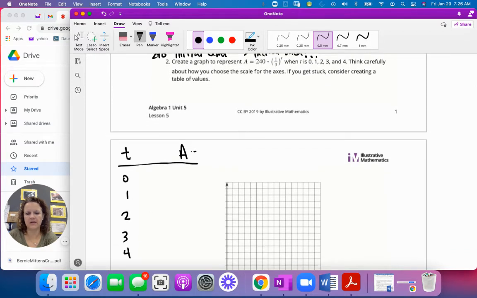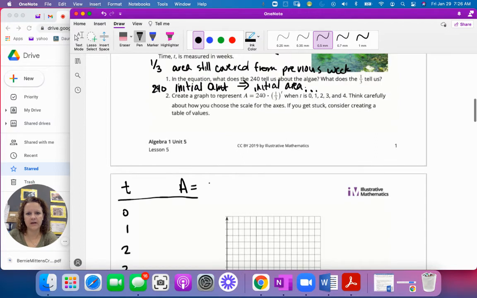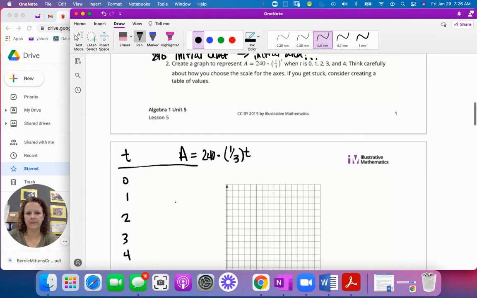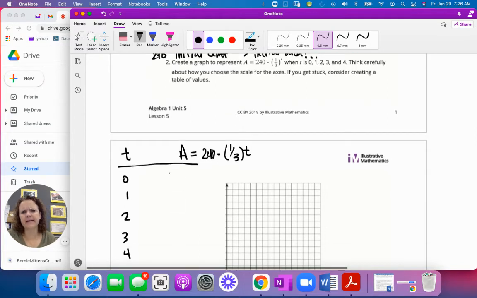And my equation is 240 times 1/3 to the T. So when T is 0, anything raised to the 0 power is 1, so I'm left with 240. 240 times 1/3 to the first power is 80.